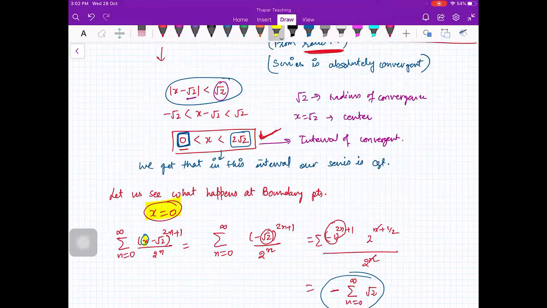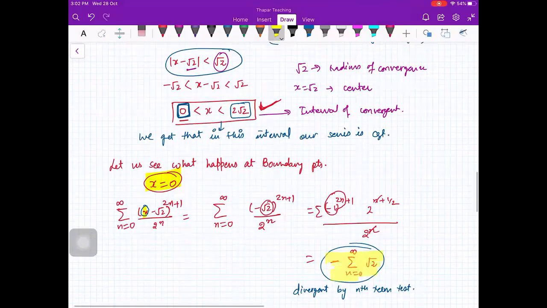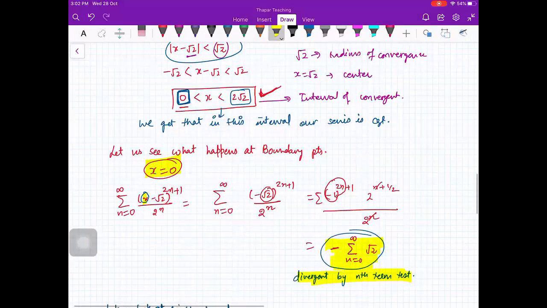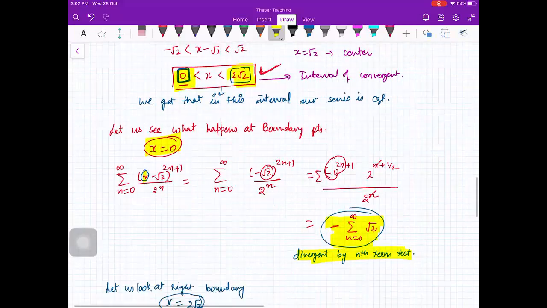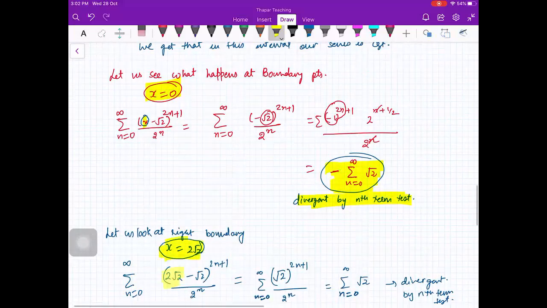you just put x is equal to 0 in your series. So this is the series we are getting, minus n from 0 to infinity root 2, which is divergent by nth term test. So at this boundary point, the series is divergent. And then you check at x is equal to 2 root 2. Again, you put x is equal to 2 root 2 in your series. You are getting this series, which again is divergent by nth term test.